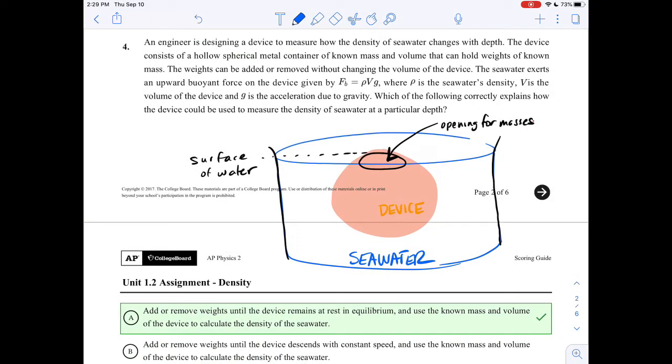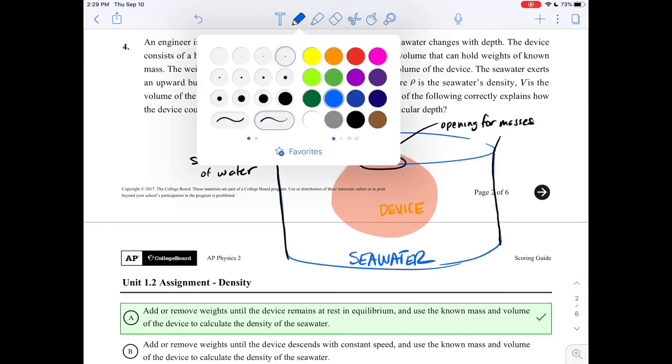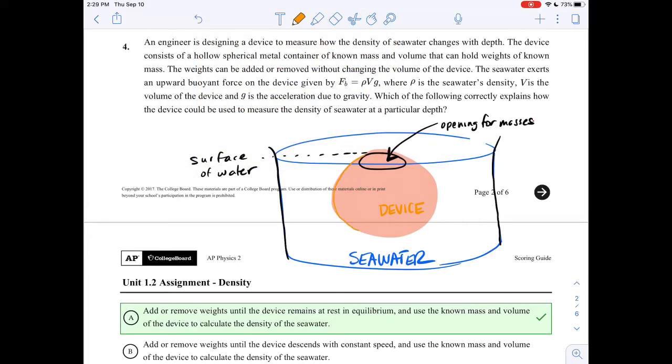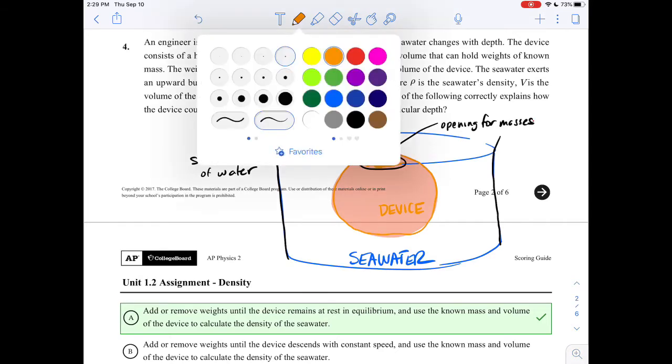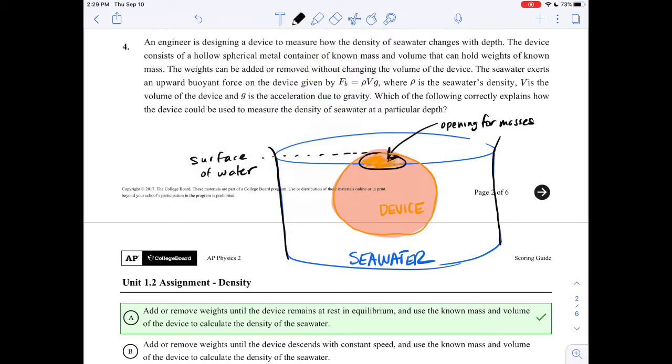Number 4, an engineer is designing a device to measure how the density of seawater changes with depth. The device consists of a hollow spherical metal container. Okay, so that's what I have attempted to draw here. Here's my sphere, and it's hollow, so there's a hole that I can put masses in. It's of known mass and volume and can hold weights of known mass. The weights can be added or removed without changing the volume of the device. So there's an opening here for masses, and I can take masses and put them in here to change the mass of the device.